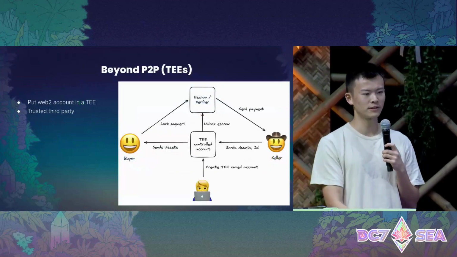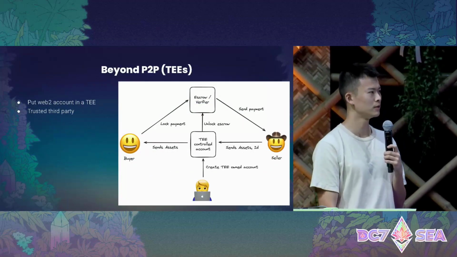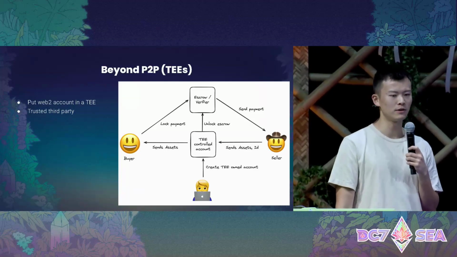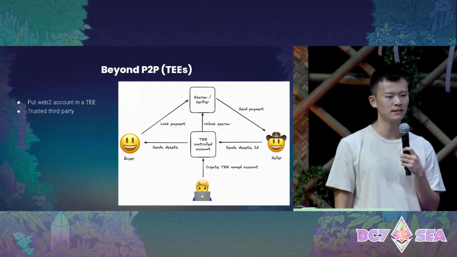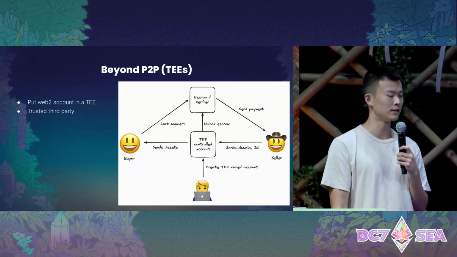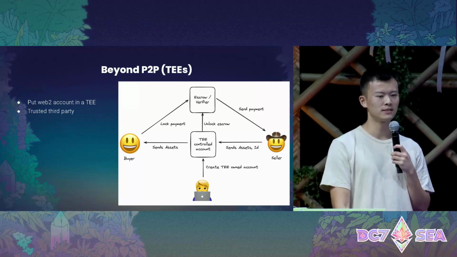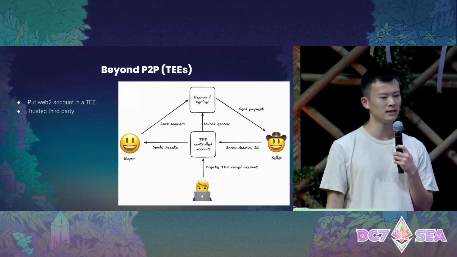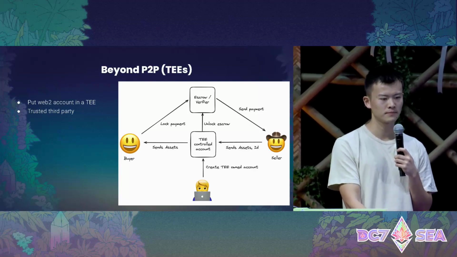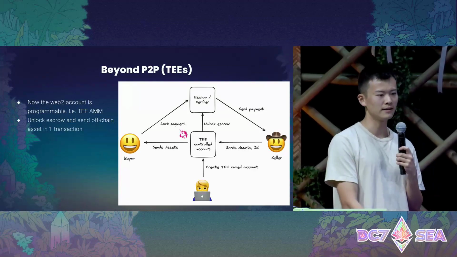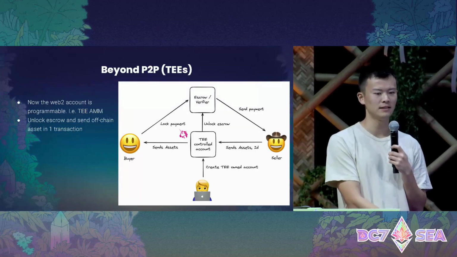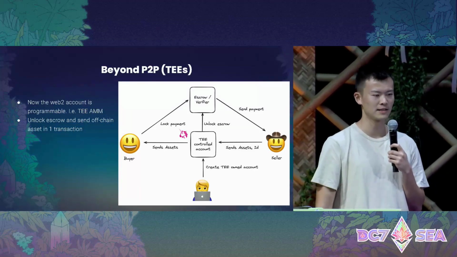You can even further extend this construction if you trust TEEs as a credible third party. You can encumber a Web 2 account, put it inside a TEE, and act as an escrow for the Web 2 asset. And both seller and buyer send requests through the TEE. Once the TEE owns both funds and the Web 2 asset, say tickets, then they can proceed to unlock funds to both parties. Now you can see the Web 2 account is fully programmable. You can do some weird stuff like make the TEE run an AMM pricing model, for example.